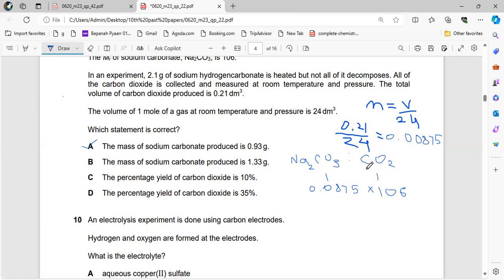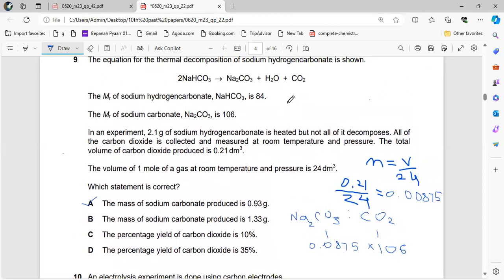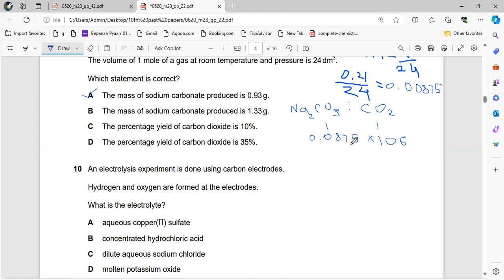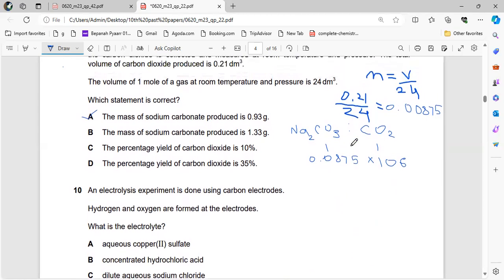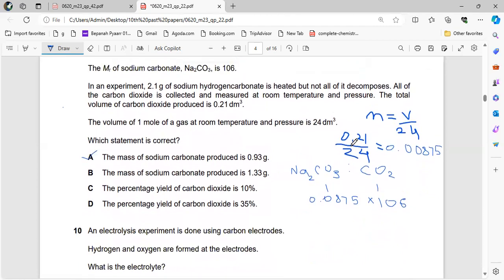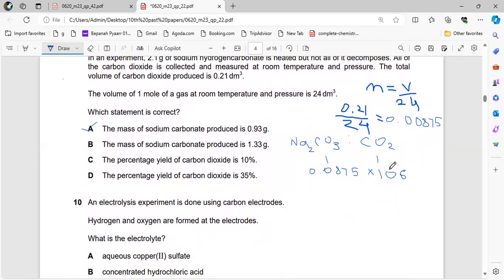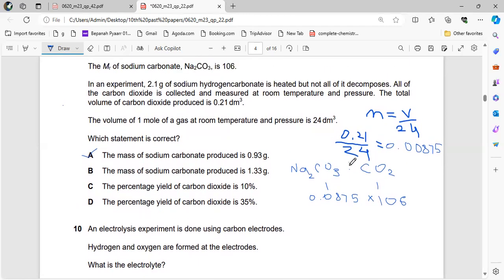0.00875. Now we will take a ratio of Na2CO3 to CO2, which is a 1:1 ratio. You can see in the equation also, there is no number written in front of Na2CO3 and no number in front of CO2, so it will be a 1:1 ratio. So Na2CO3 will also have the same moles, 0.00875. Now how will we find the mass? Moles multiplied by molar mass. 0.00875 multiplied by 106 will give us 0.93 grams. So option A is correct.